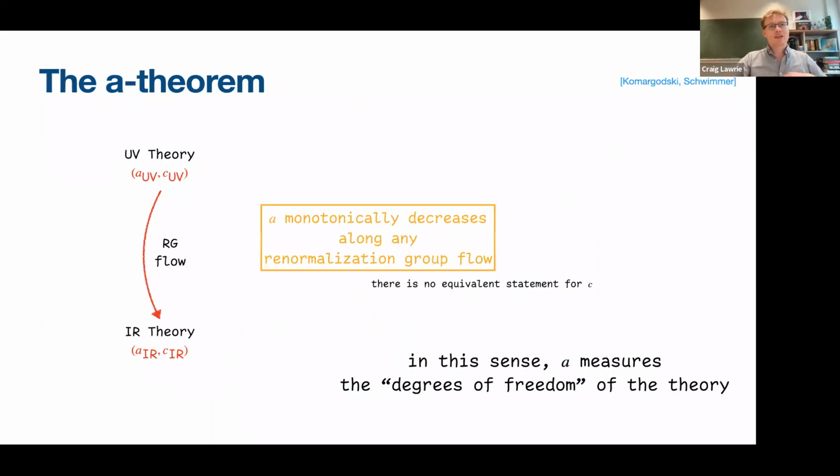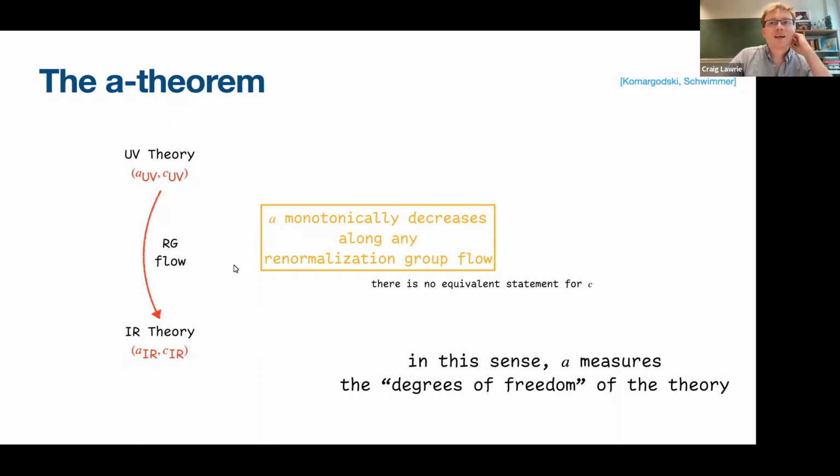And one reason for this is something called the A theorem. The A theorem tells you that if you start with a theory in the UV and it has some central charges, A and C, and then you do some renormalization group flow to some new theory with some new central charges, A and C, then the A theorem tells you that this quantity A always decreases. It's worth noting there's not an equivalent statement for C, but A always decreases. Since doing a renormalization group flow is kind of like integrating out some degrees of freedom, we can think of this quantity A, the central charge, as measuring the degrees of freedom of that theory.